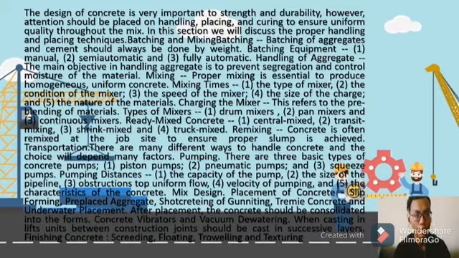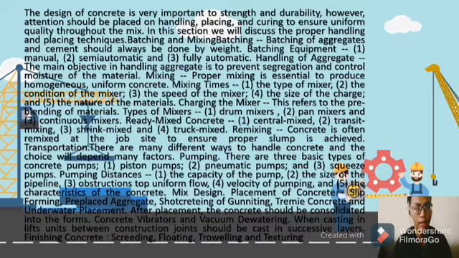Next is handling of aggregate. The main objective in handling aggregate is to prevent segregation and control moisture of the material. Segregation problems can be minimized by storing coarse aggregate in coarse, medium and fine fractions.